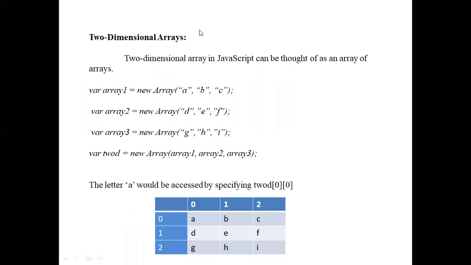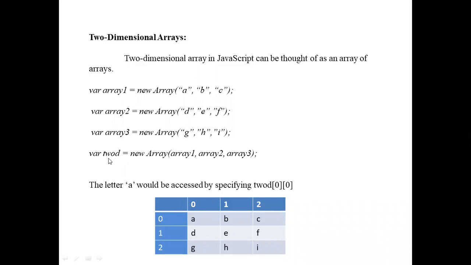Two-dimensional array. A two-dimensional array in JavaScript can be thought of as an array of arrays. So here in the example, there are three arrays: array 1, array 2, array 3. Array 1 consists of elements A, B, C. Array 2 consists of elements D, E, F. Array 3 consists of elements G, H, I.